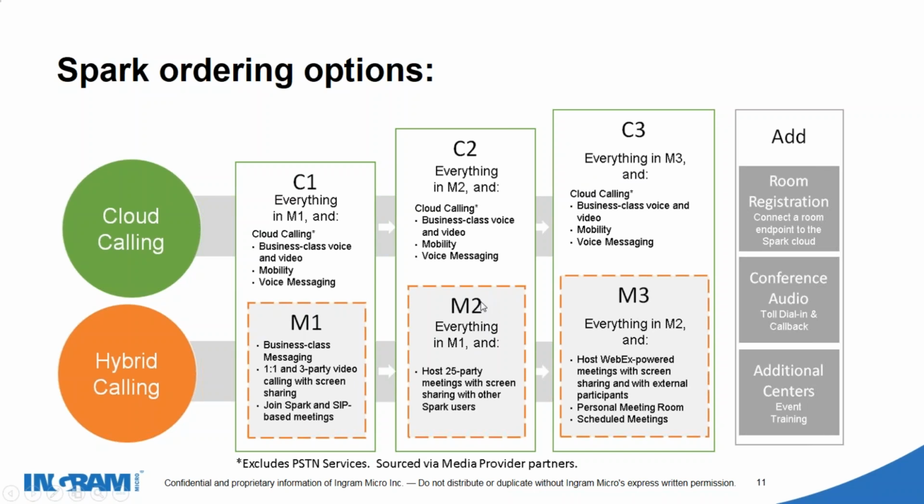Unfortunately, M2 won't be around. It has already been taken off the GPL as well as the marketplace, and the reason being they've just simplified the offering. So pretty much what M1 offers is business messaging, and that's pretty much it. If you want any of the advanced meetings functionality, you buy M3, which includes everything that M1 offers, so business messaging plus WebEx powered meetings. So really simplified in terms of how you can order it.